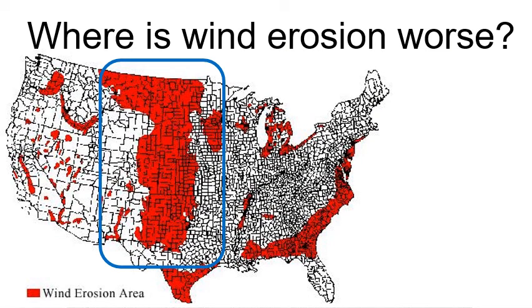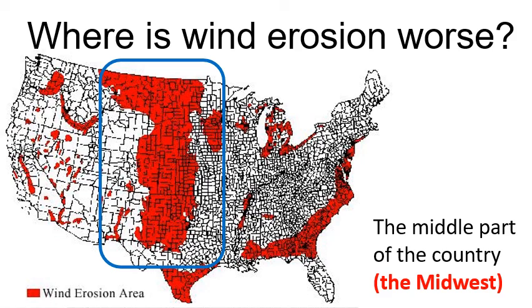Now, where is this wind erosion bad? You'll notice in this map, it seems like it's bad in that middle part of our country, and that is true. The middle part of the country, or what we call the Midwest, is where wind erosion is the worst. So let's talk about why there's so much wind erosion in that middle part of our country.